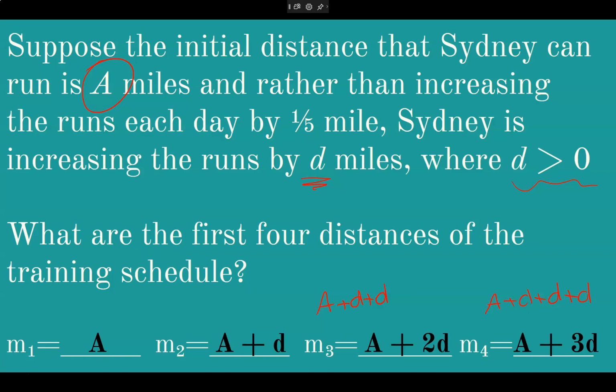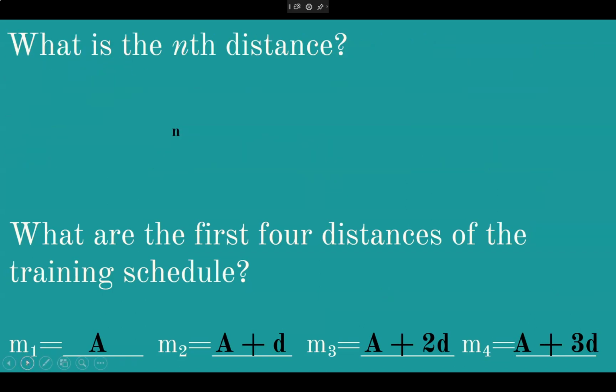So yeah, this is more generic than yesterday. So how could I find the distance for any day? For the nth day. Remember, n means any. I got the pattern down at the bottom still. How do I find the nth distance? Look at our pattern. How can I write it for no matter what day it is?